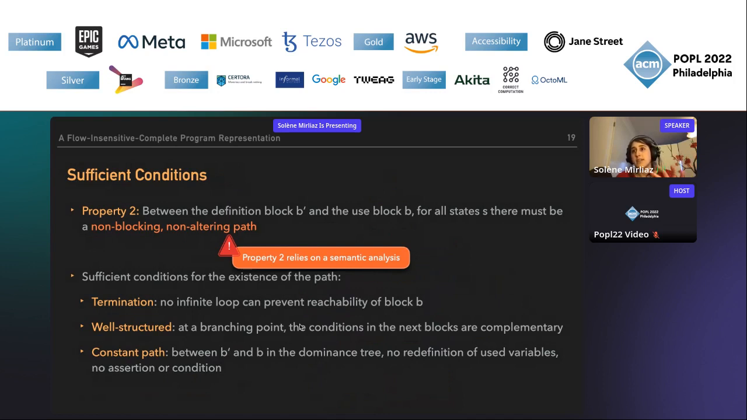And a constant path is a path in the dominance tree, which will contain no redefinition, no assertion, and no condition. So we can check that statically. And in fact, this gives us the algorithm to insert copy to respect property 2 and to go from an SSI program to a FIC one.